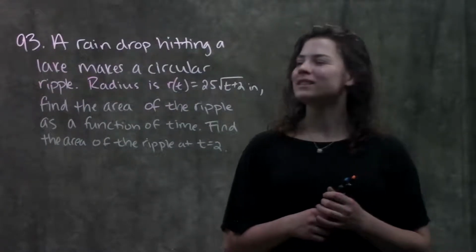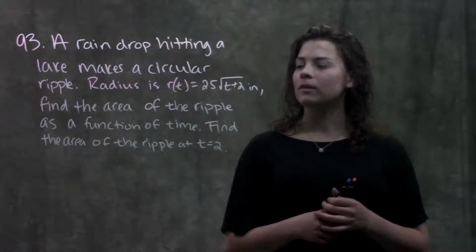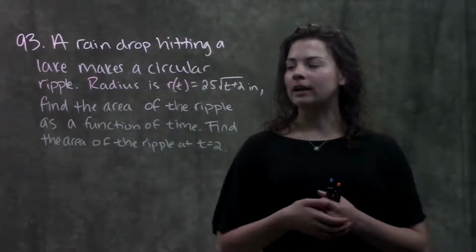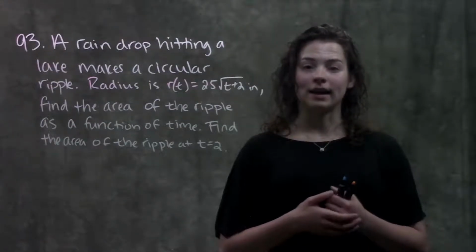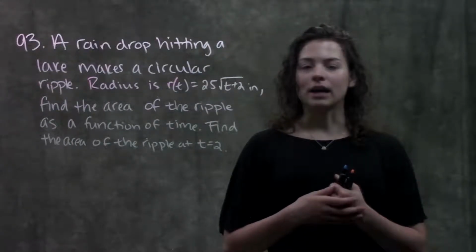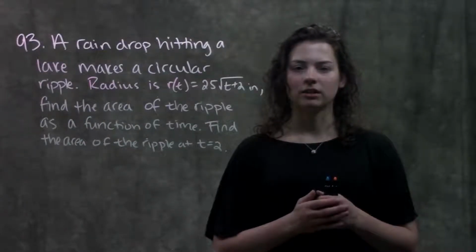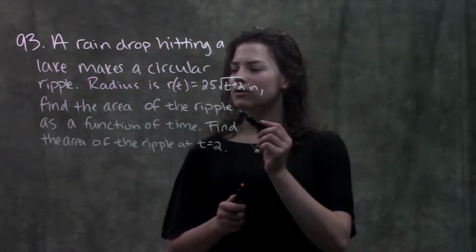So this problem tells us that a raindrop hitting a lake makes a circular ripple. The radius of that ripple is found by this function in inches, and it's asking us to find the area of the ripple as a function of time, and then to find the area of the ripple at time t = 2. Okay. So we're talking about composite functions, so we know we're going to be dealing with a function within a function, but what functions are they exactly interested in? Well, let's go through the problem.